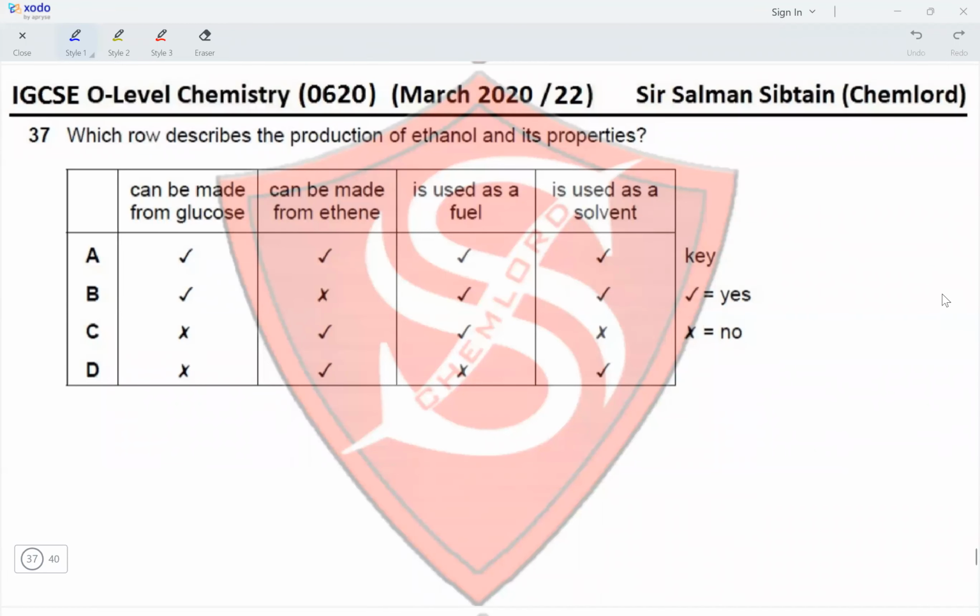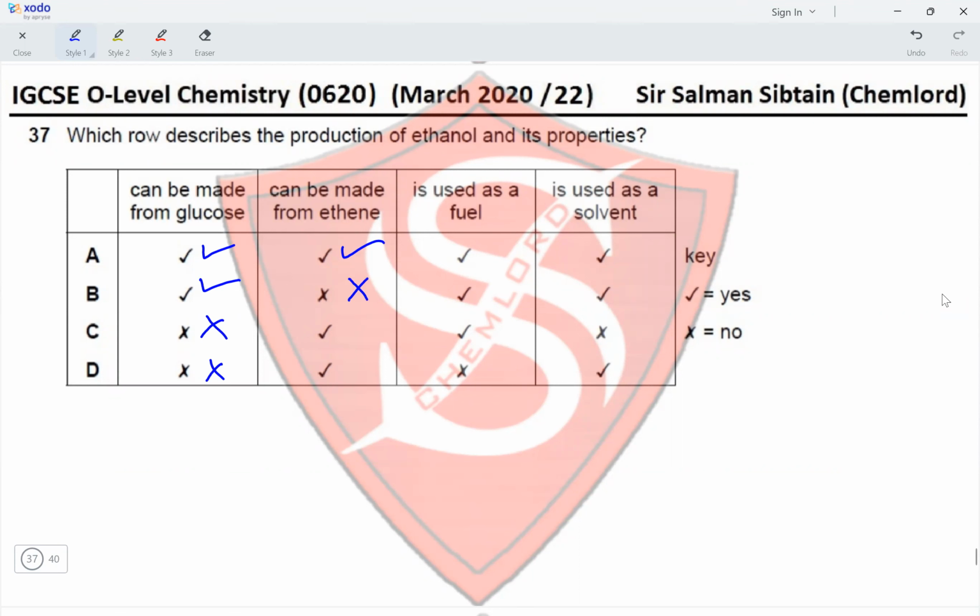Question 37. Which row describes the production of ethanol and its properties? Can be made from glucose through fermentation? Yes. So this eliminates options C and D. Can be made from ethene? Yes. Through addition reaction with steam. So A is correct, B is eliminated.